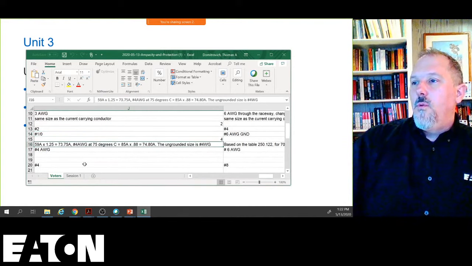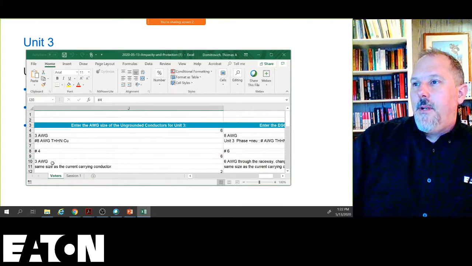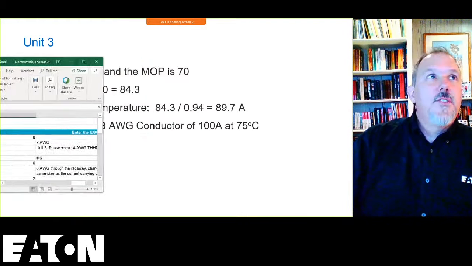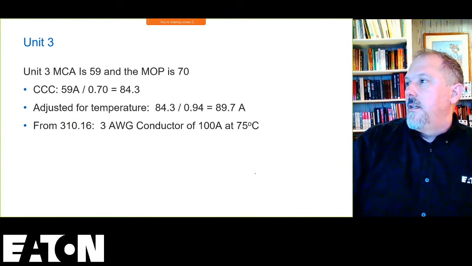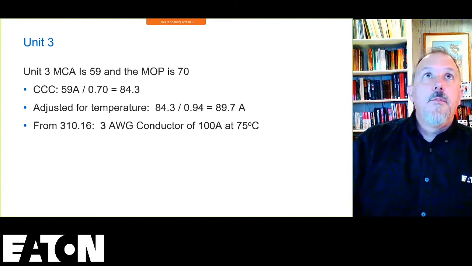We've got a number 4, and we've got a number 4, we got a number 4. Well, I put a number 3 in because of the temperature values that I use, 94 degrees. I got a 0.94 multiplying factor from that table, 0.7. So I came up with a number 3.